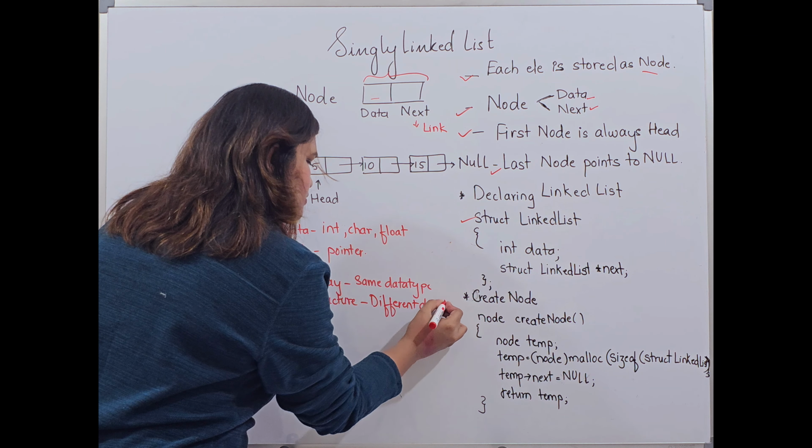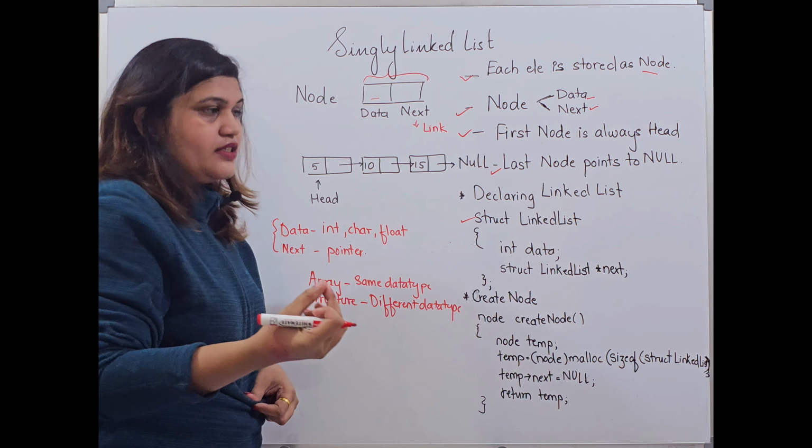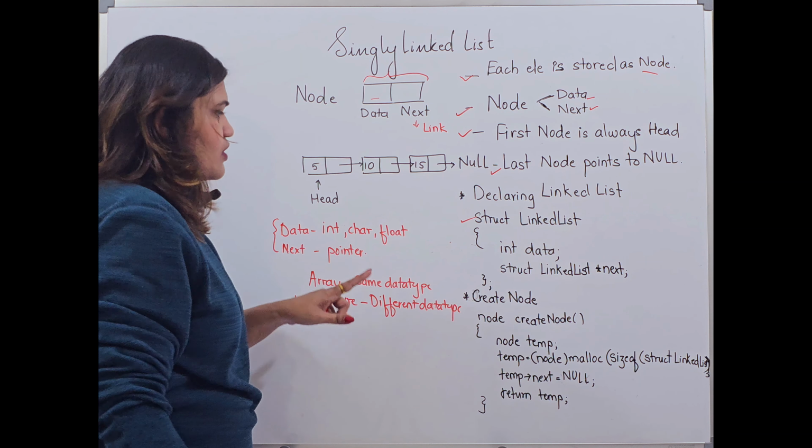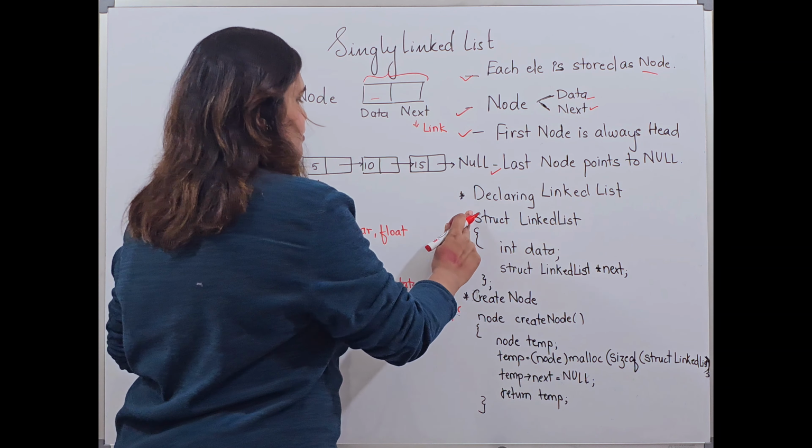So we already know the concept of array and structure. Array will store data of the same data type and structure will store data of different data types. So in this case, the data type is going to be different. One may be integer, character, float. The other is a pointer. Both are different. So for this, I will require a structure. So I have created a structure over here.